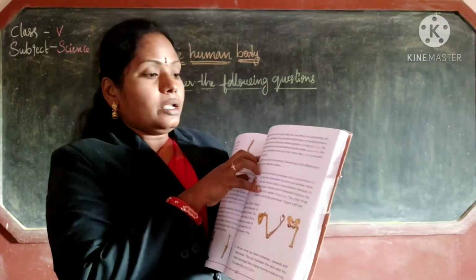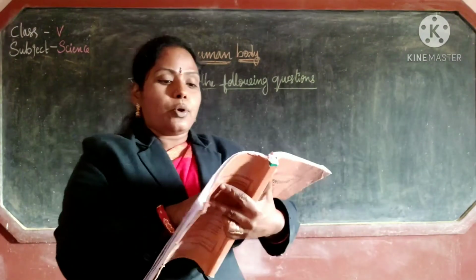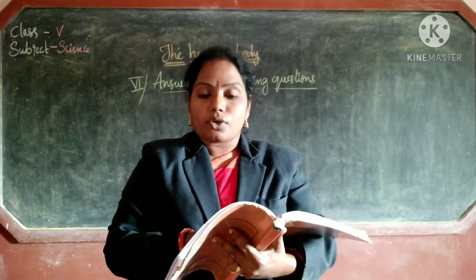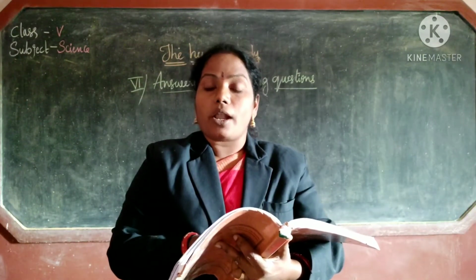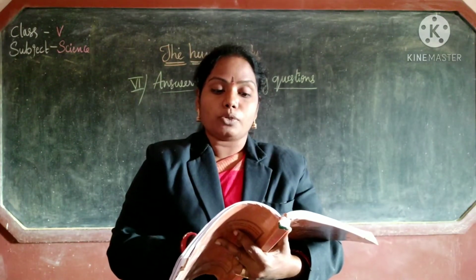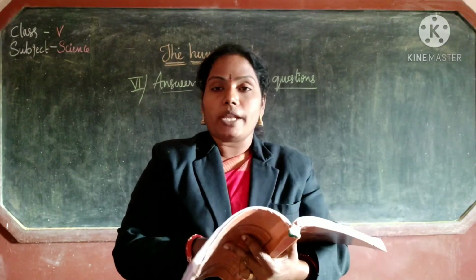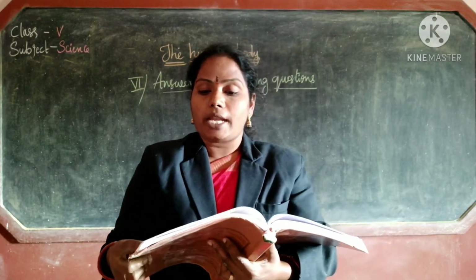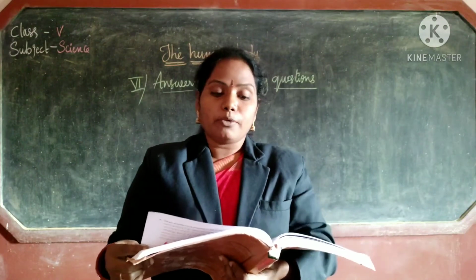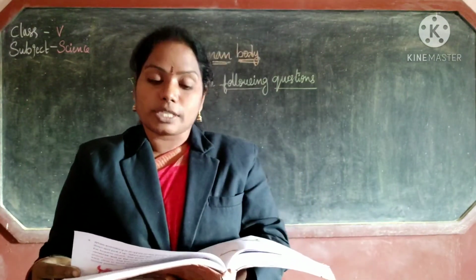Next, the bones are connected together by strong and stretchy bands called ligaments. We have 2 types of joints. Movable joints: neck, hands and leg. Next, immovable joints of the skull.